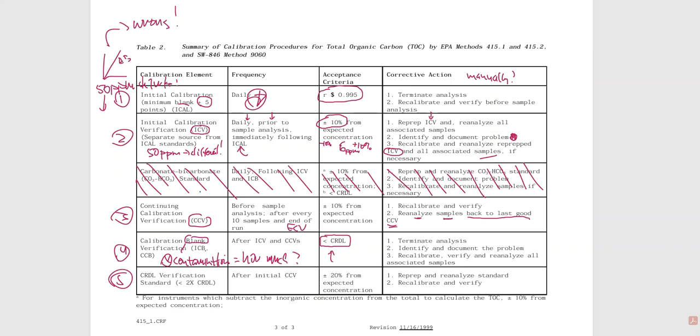Number 5, CRDL verification standard. What is that? Well, notice it says less than 2 times the CRDL. So for this particular type of table, for the contract, it says 2. So the contract verification standard is going to be less than 2 times 2, which is 4 ppm.